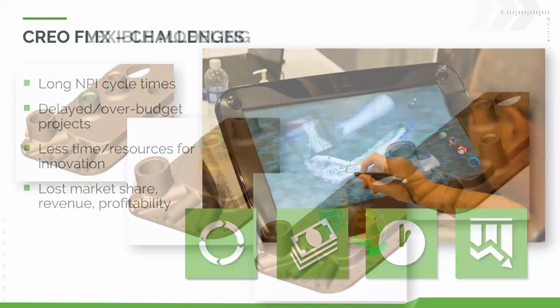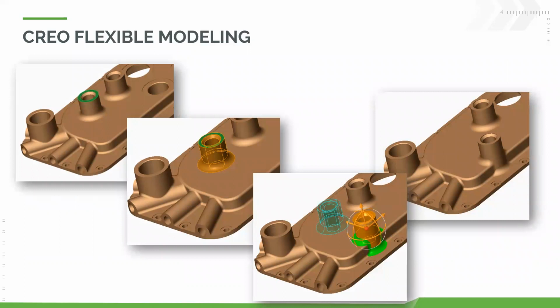PTC's solution to these challenges is Creo Flexible Modeling, or FMX for short. It's all about working with geometry and very quickly and easily making changes to it regardless of its past. It doesn't matter where it came from, doesn't matter how it was created or what it was tied to.